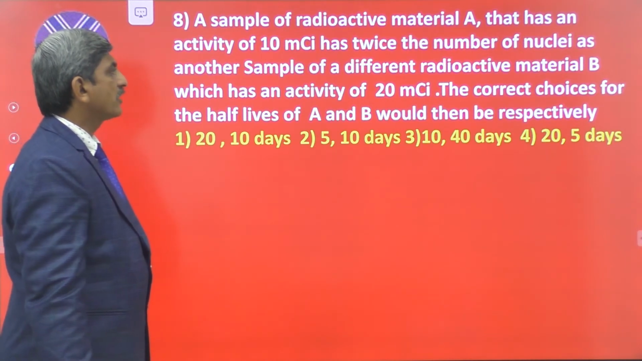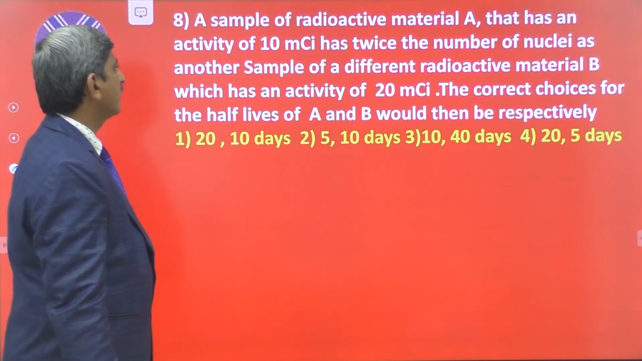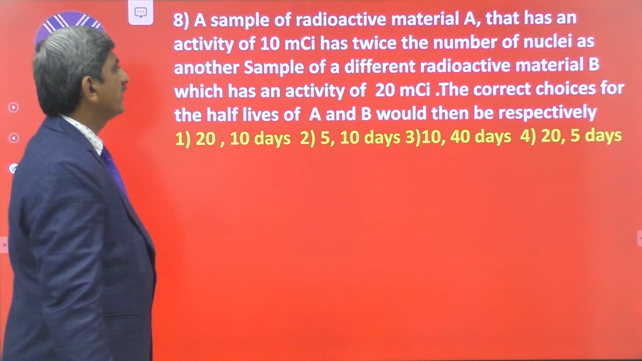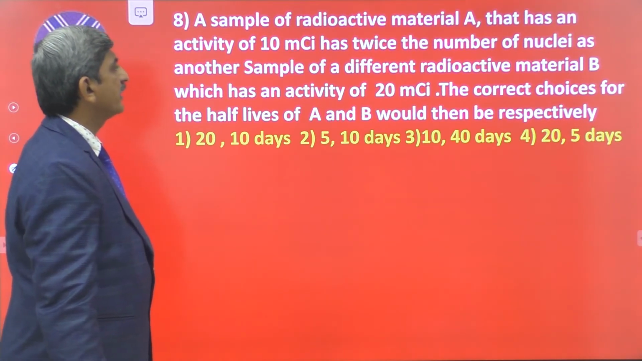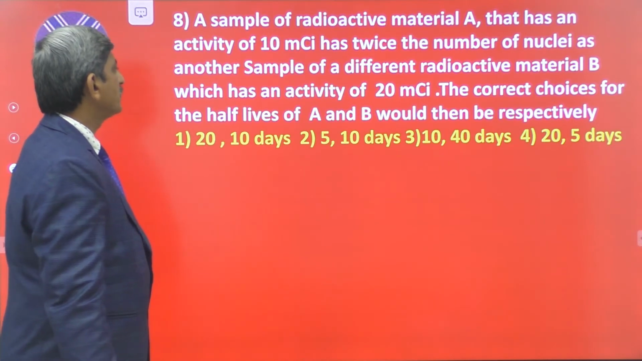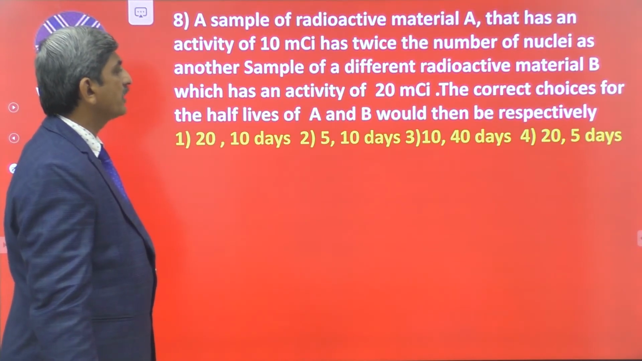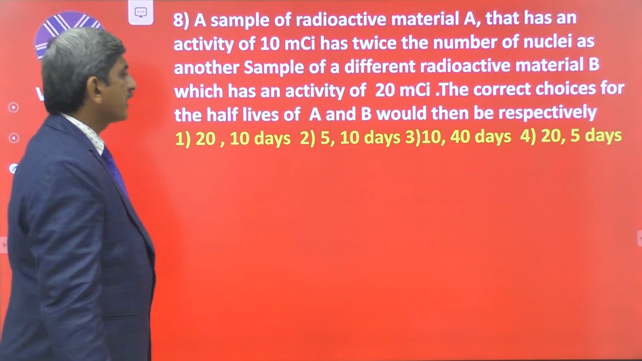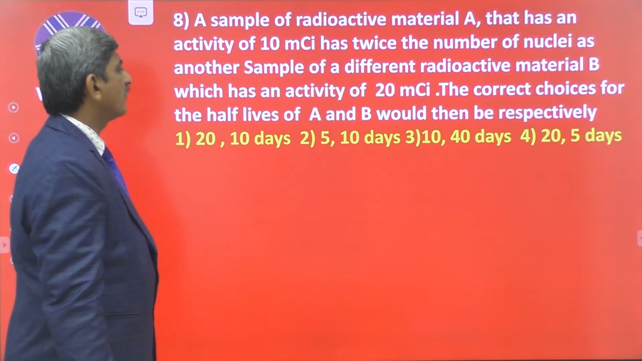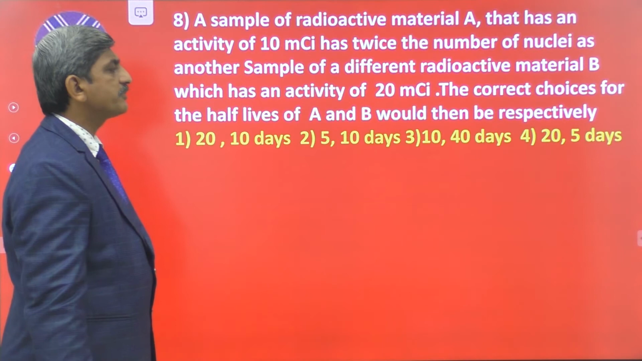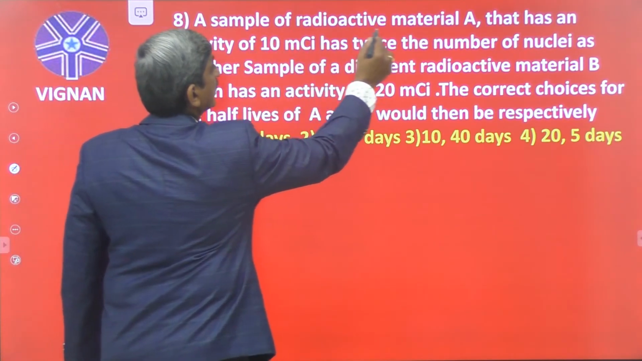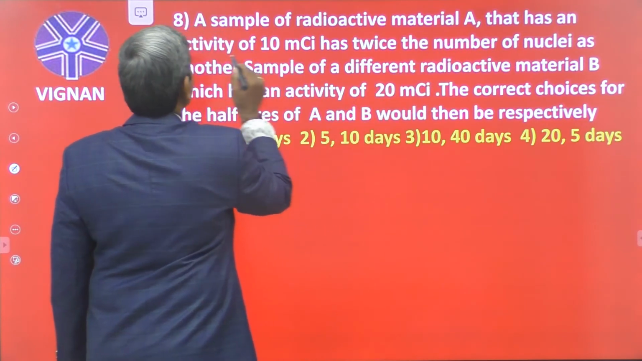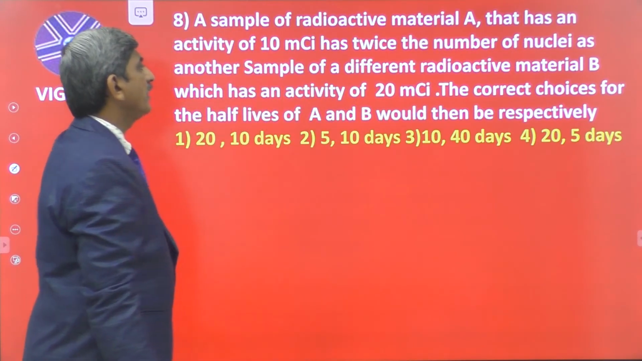A sample of radioactive material A that has an activity of 10 millicurie has twice the number of nuclei as another sample of a different radioactive material B, which has an activity of 20 millicurie. The correct choices for the half-lives of A and B would then be, respectively, dash.